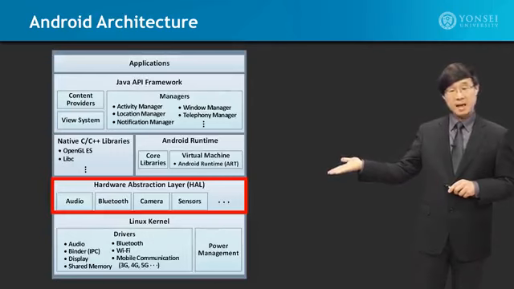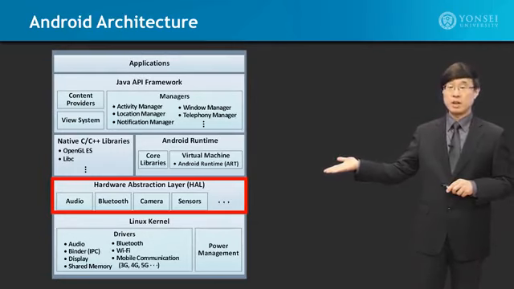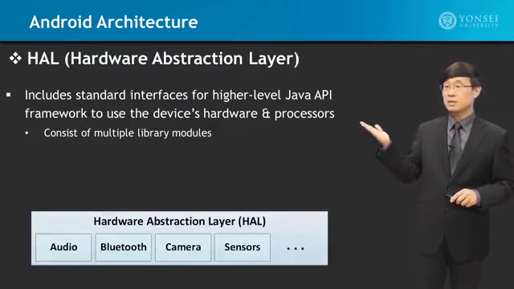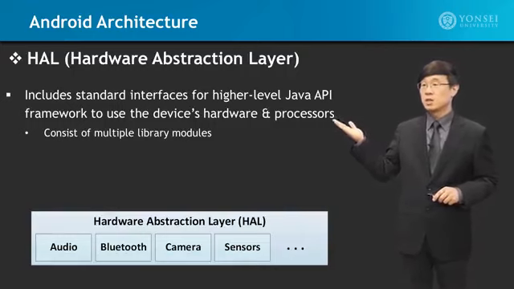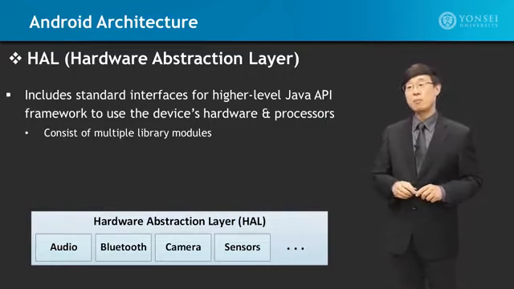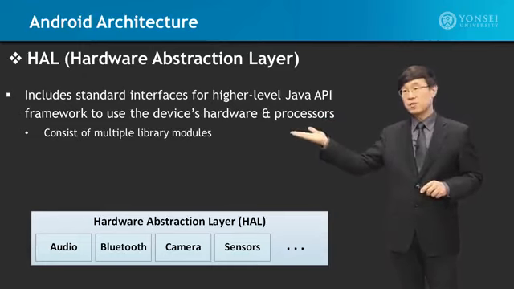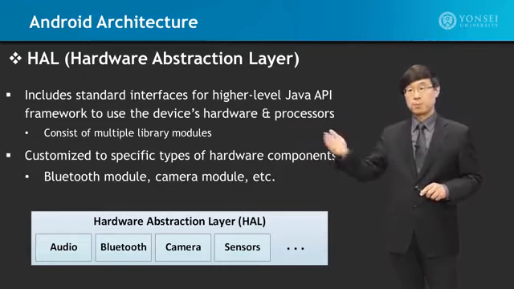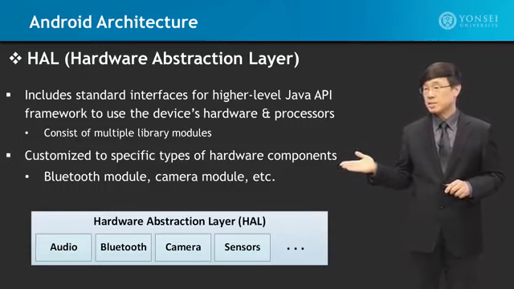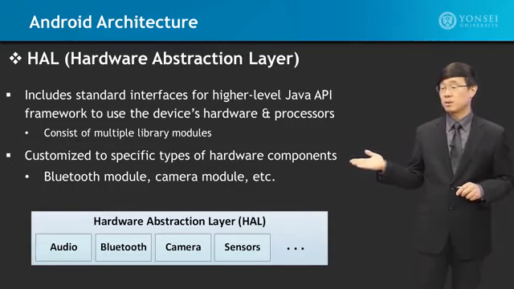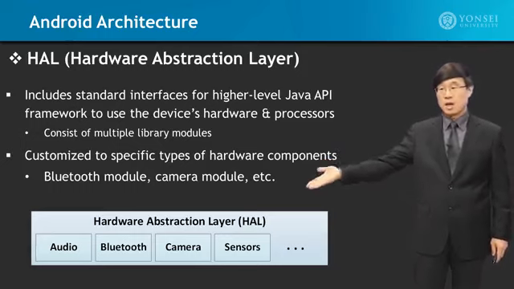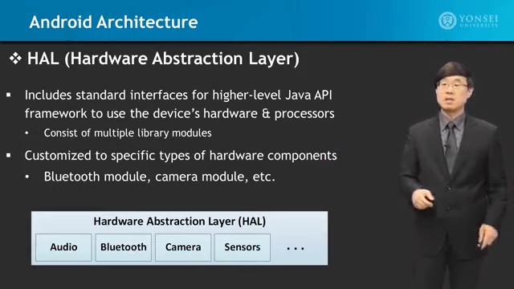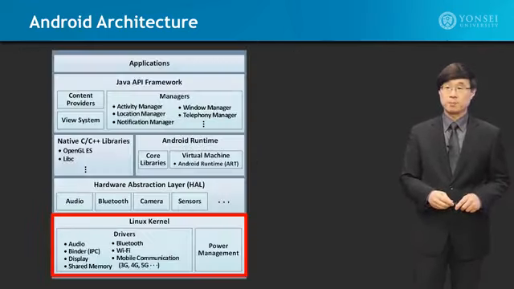Now let's look at HAL, the hardware abstraction layer. And in here, this includes standard interfaces for higher level Java API framework to use the device's hardware and processors. This consists of multiple library modules, customized to specific types of hardware components, such as your Bluetooth, your camera module, and others as well. And looking down here, you can see the modules that we're talking about.